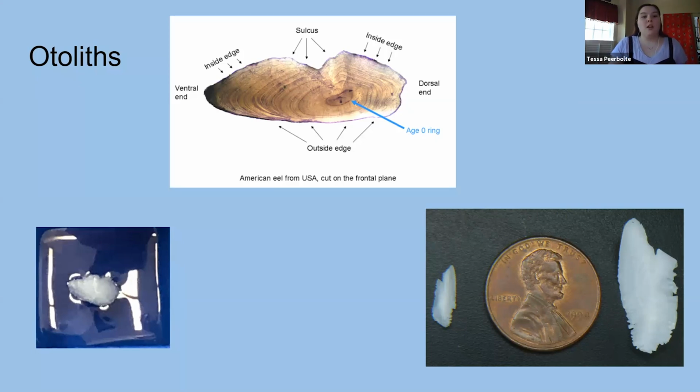Pictured here, on the left-hand side, we have an American eel otolith in a sugar cube sized mold of epoxy. At the top, we have the reading process of American eel, where we can see the annuli and the defining features. On the right is a size comparison with a penny. On the right-hand side of the penny is a largemouth bass, and on the left side of the penny is a bluefish. I would like to note that American eel otoliths are much, much smaller than the bluefish.